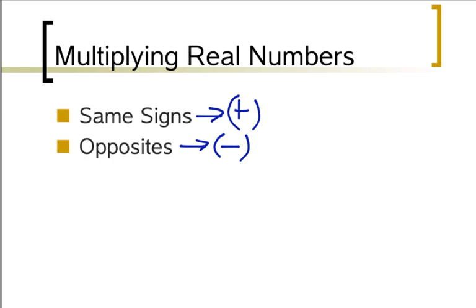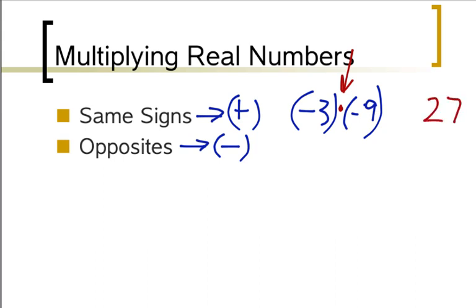If I had negative 3 times negative 9, I multiply them. Whenever they're squished together, by the way, that means there's multiplication happening between them. So I multiply 9 times 3, which is 27. Because they're both the same sign, the answer is going to be positive 27. You don't have to write the plus sign, I'm just putting it there to highlight it.